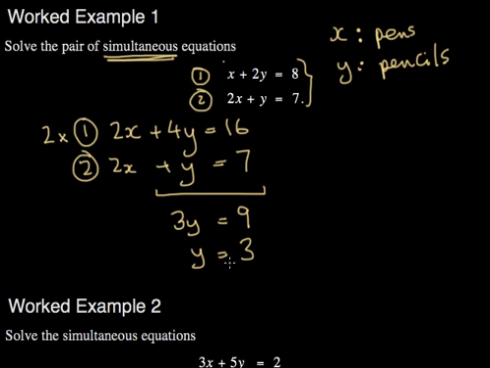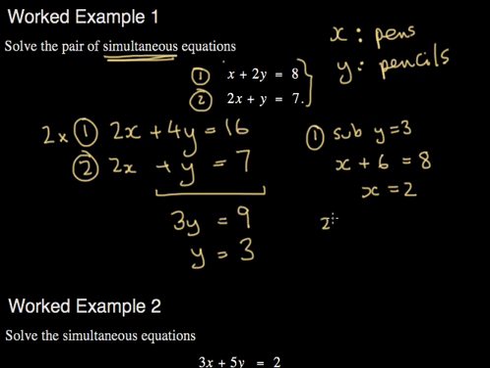Now if I know the cost of 1 pencil, I can work out the cost of 1 pen by looking into equation number 1 and substituting y equals 3 into that. I'll write equation number 1 again. Person number 1 had ordered 1 pen and 2 pencils, each of which were 3, so that would have been 6. Would have been 8 kwai. So the cost of 1 pen must have been 2 kwai.